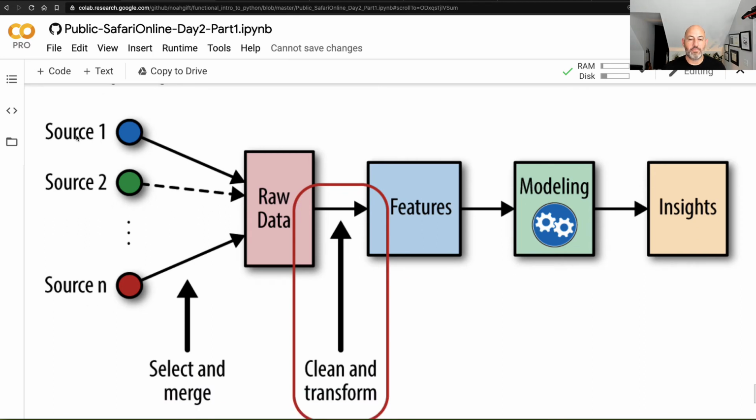You've got source 1, source 2, however many sources, which we just went through, and you select and merge, which we also just went through. You take that raw data, you clean it, you transform it, and then you build out the features, and then you can do things like k-means clustering. But you have to collect it, merge it, clean it up, maybe turn it to a numerical format, and then you can do modeling. And once you've done the modeling, now you can get the insights.